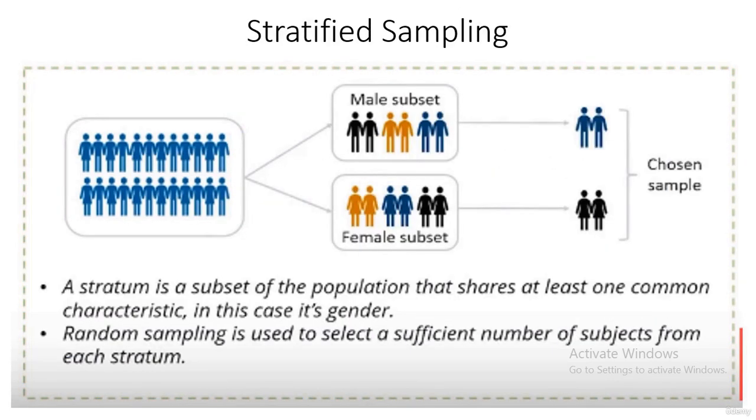Okay, and this one is stratified sampling. A stratum is a subset of the population that shares at least one common category. In this case, it's gender. So in this sampling, random sampling is used to select a sufficient number of subjects from each stratum. That means we are selecting randomly from the male and female subsets. So this is called stratified sampling.